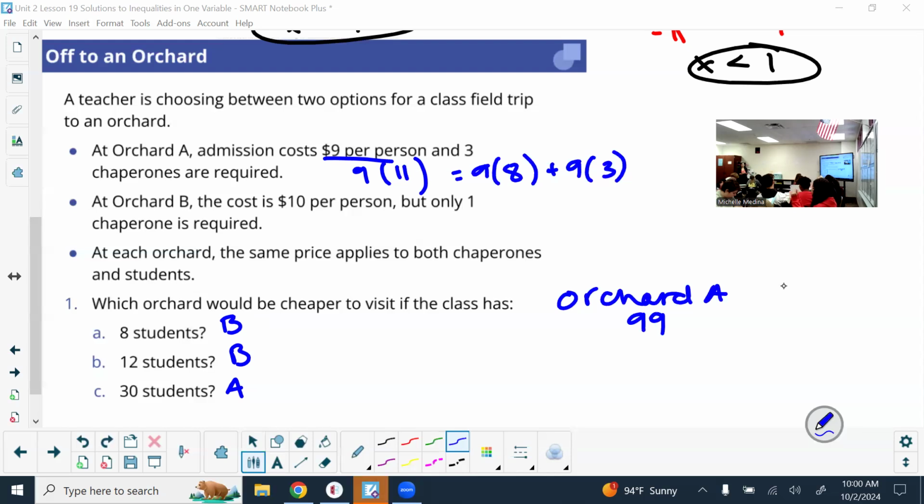Then for Orchard B, they have it where it's $10 per person and only 1 chaperone is required. So what will I be multiplying the 10 by? Table 1, can you tell me? How many people do I have total?